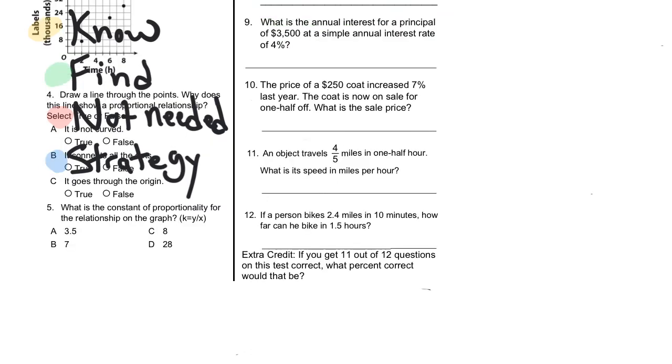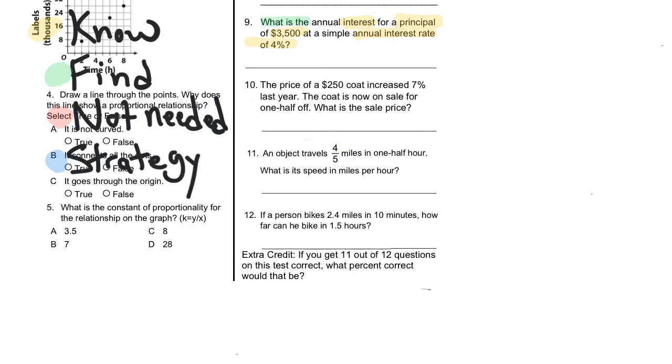Okay, moving on to number 9. We say, what is the annual interest for a principal of $3,500 at a simple annual interest rate of 4%? So what do we know? Well, we know interest, and we know that interest is a fee paid for borrowing money, okay? So we're looking for whatever that annual interest is. Principal, we know principal is the initial amount invested or borrowed. We know that it was $3,500, and we know that the annual interest rate is 4%. What are they asking us to find?